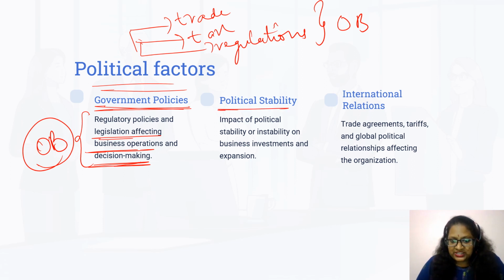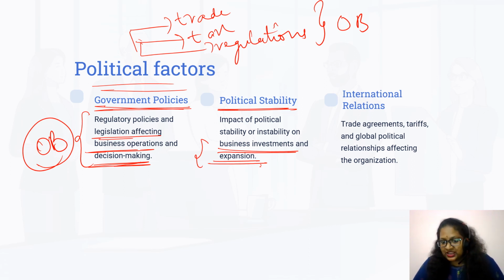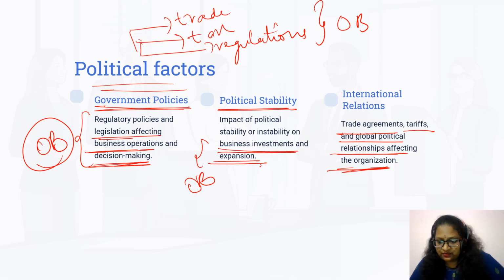Now next is political stability: the impact of political stability and instability on business investments and expansions. These investments play a major role. Being stable or unstable might affect the organization's behavior. Now next is international relations: trade agreements, tariffs and global political relationships affecting the organization. The trade practices and agreements we follow keep changing from time to time, and they somehow affect organizational behavior. These trade practices are brought by the government, worldwide, so they might affect the organization.